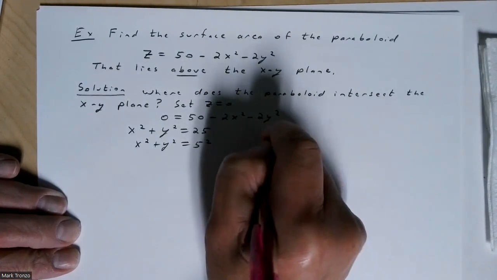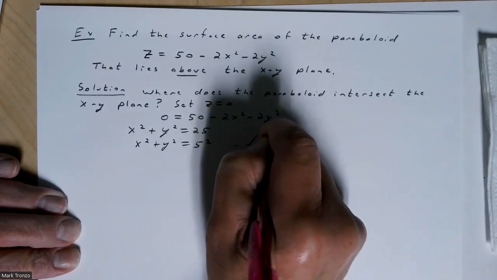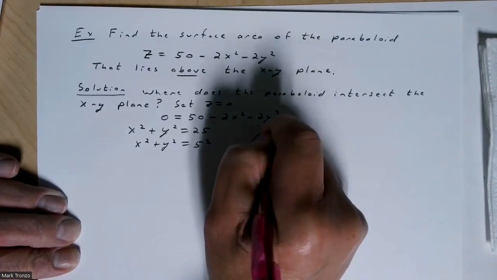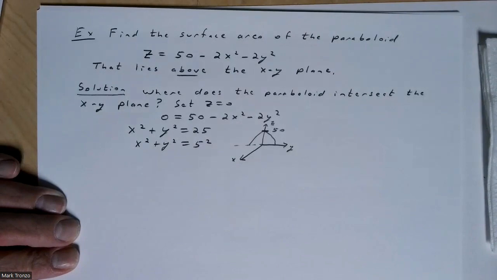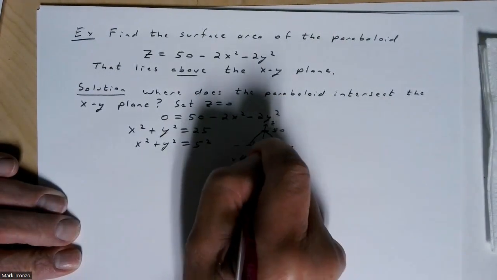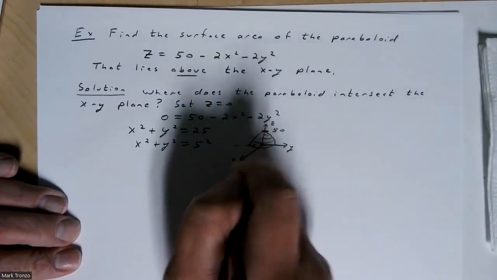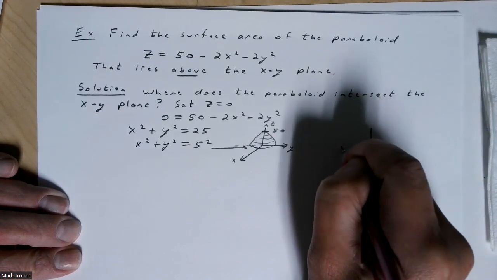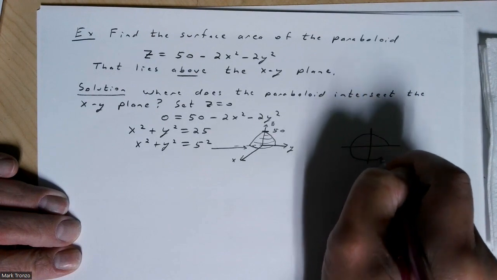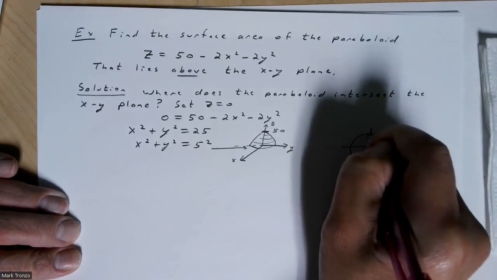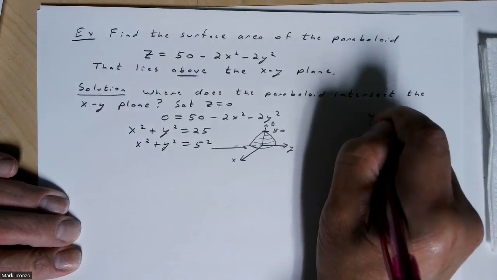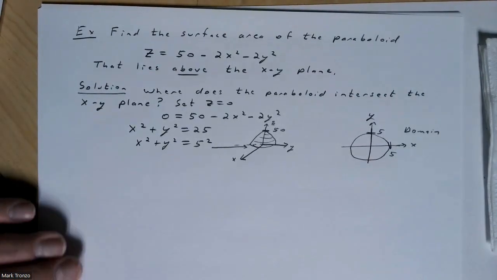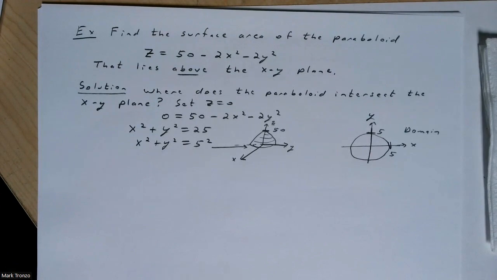So basically, you're going to have a paraboloid coming down sort of like this. It starts up here at 50, like this. And it's going to intersect the xy plane when z is 0. In this domain down here, that's going to be this circle at the bottom here, which is a circle of radius 5 in the xy plane. Like that.